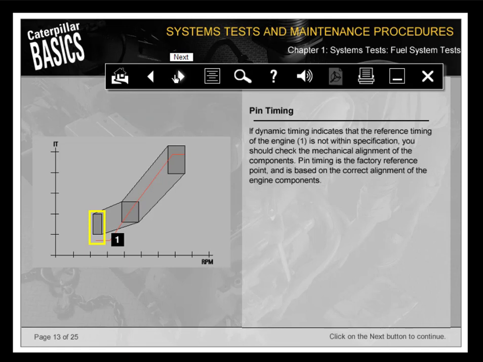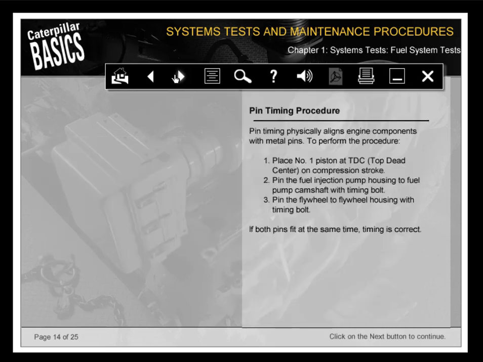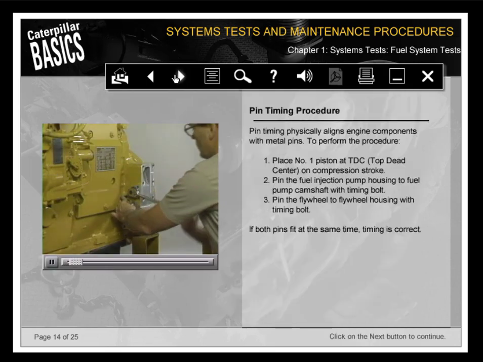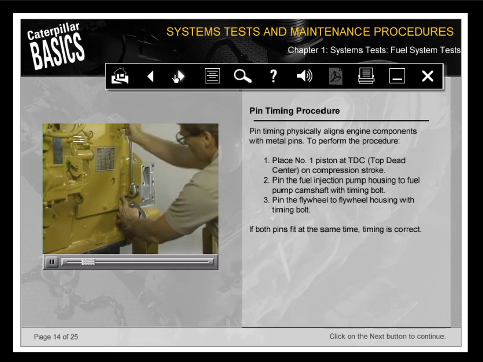If dynamic timing indicates that the reference timing of the engine, number 1, is not within specification, you should check the mechanical alignment of the components. Pin timing is the factory reference point and is based on the correct alignment of the engine components. Pin timing physically aligns engine components with metal pins.